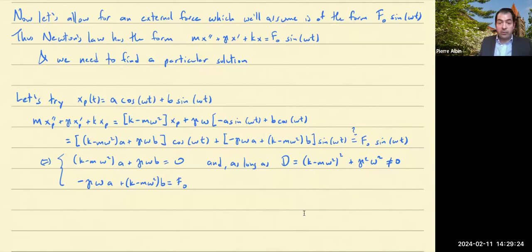Okay, so as long as we have some actual damping, if gamma is not equal to 0, then this capital D is not equal to 0. So there is a unique solution. That unique solution is little a equal to minus gamma omega F naught divided by D. And little b is k minus m omega squared times F naught divided by D.